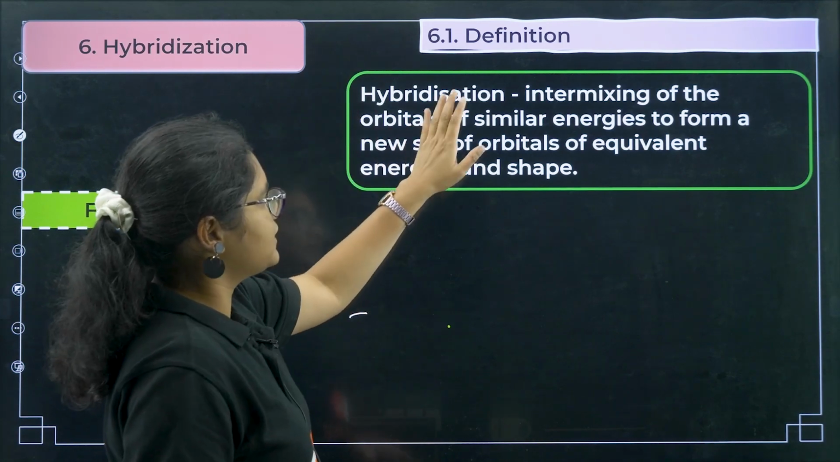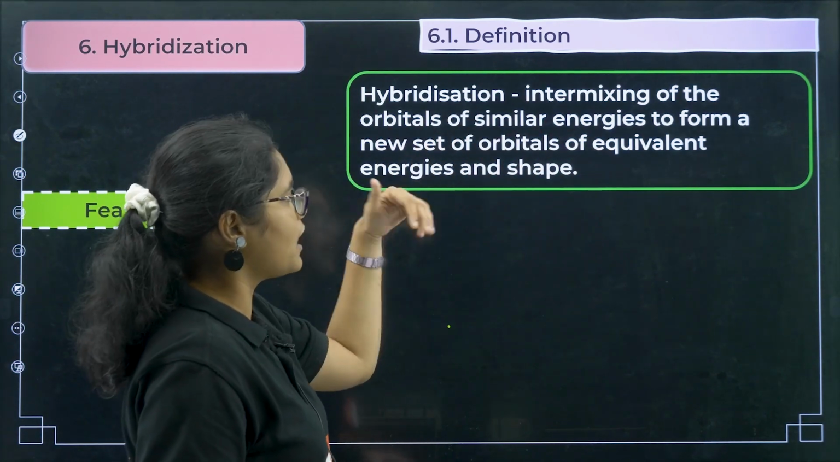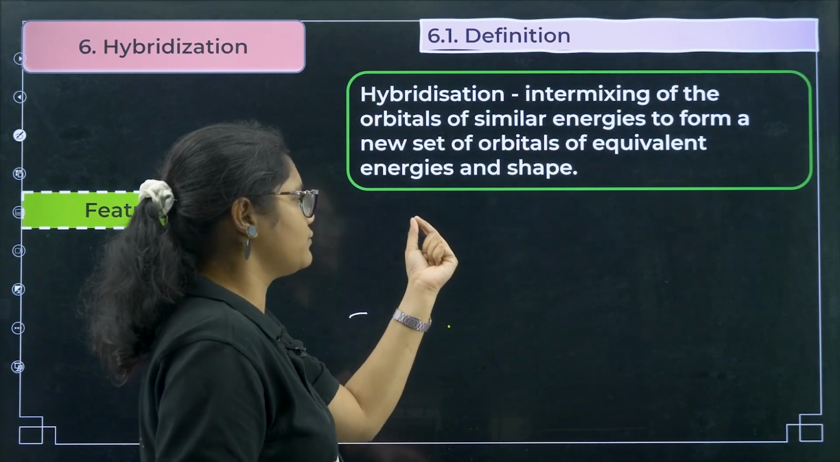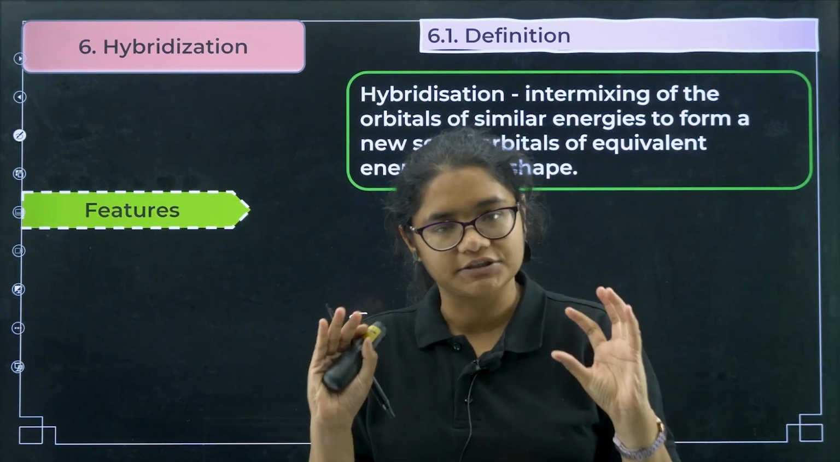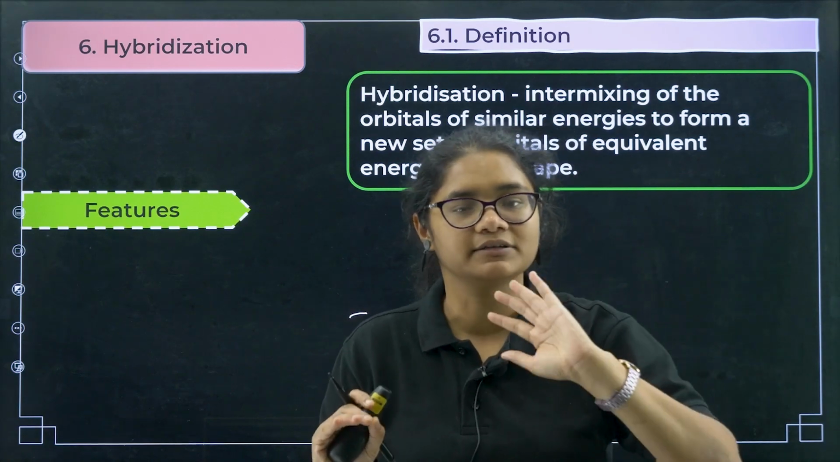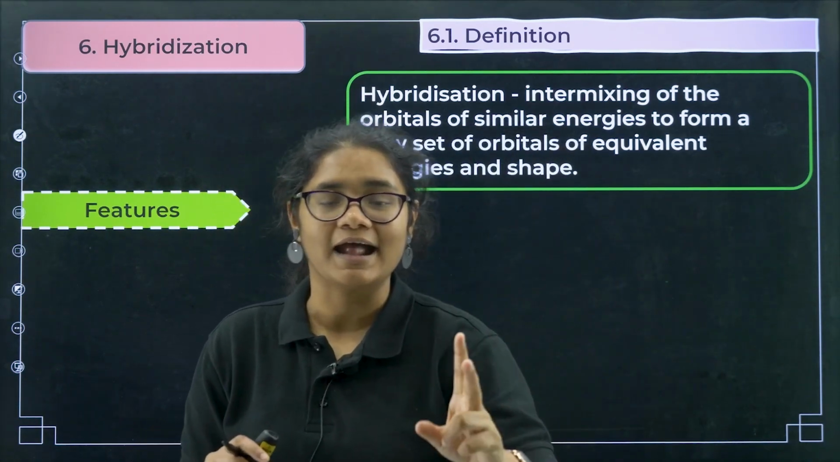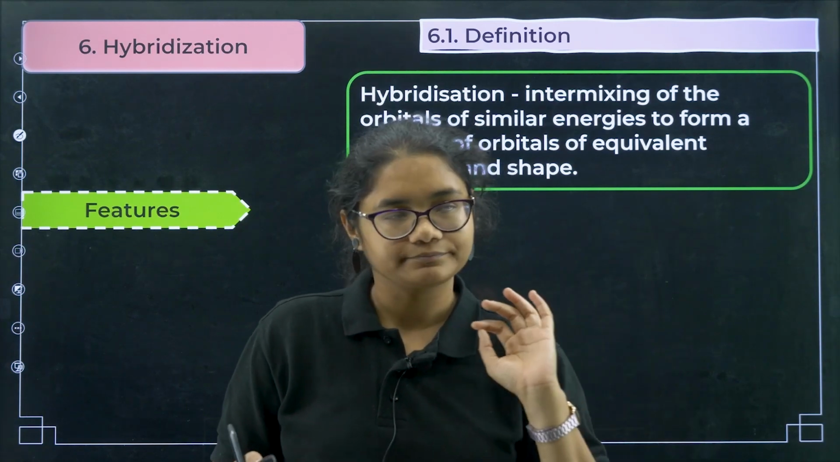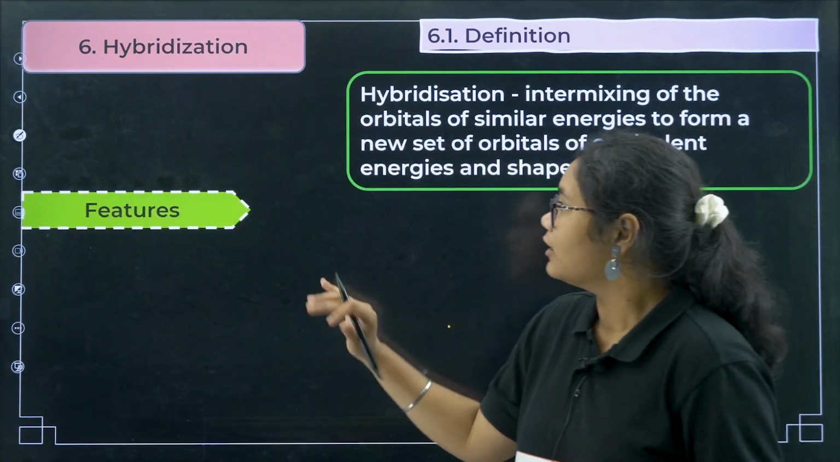Let us see this one. So hybridization is intermixing of orbitals of similar energies to form a new set of orbitals of equivalent energies and shape. So when I made two more new laddus, their shape, their size, their mass, everything is same, but now it has the characteristics of both bundi and dry fruit laddu. Getting? Same thing. Now you will understand some features of hybridization.